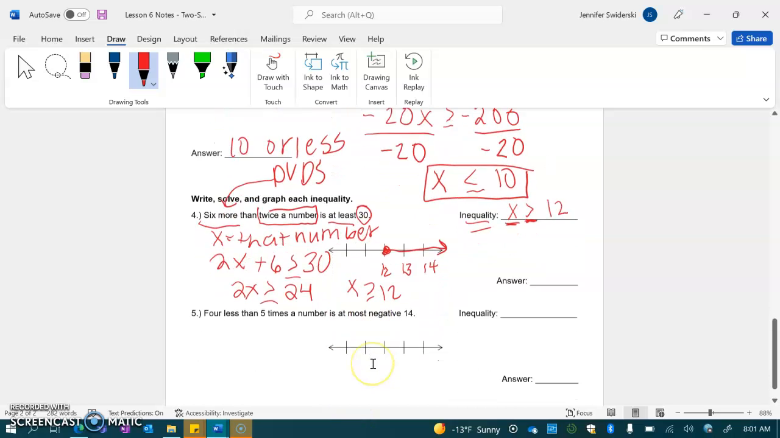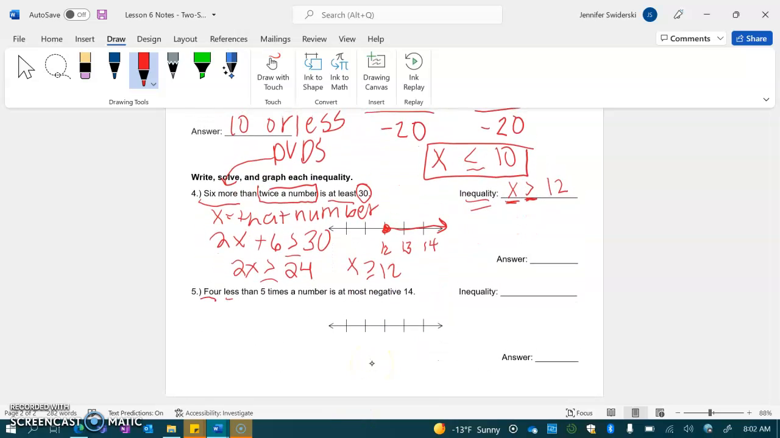All right. For number 5, it says 4 less than 5 times a number is at most negative 14. I always like to start with multiplication. 5 times a number. Let's say that's x. Okay, so it says 4 less than. Well, that means 5x minus 4, because it's 4 less than this number here. Is at most, all right, well, at most means less than or equal to negative 14. I'm going to let you guys go ahead and solve this one.